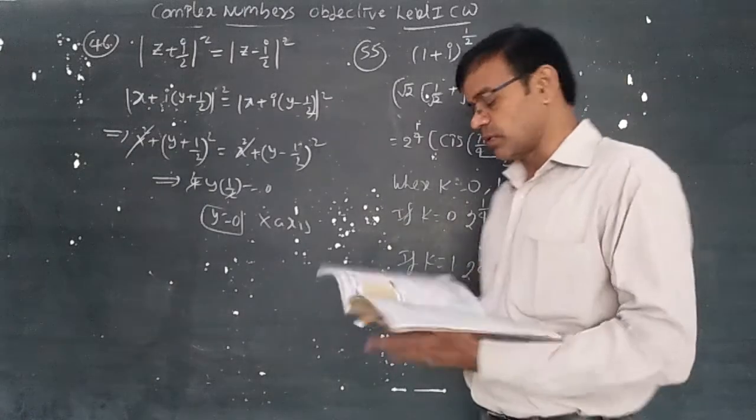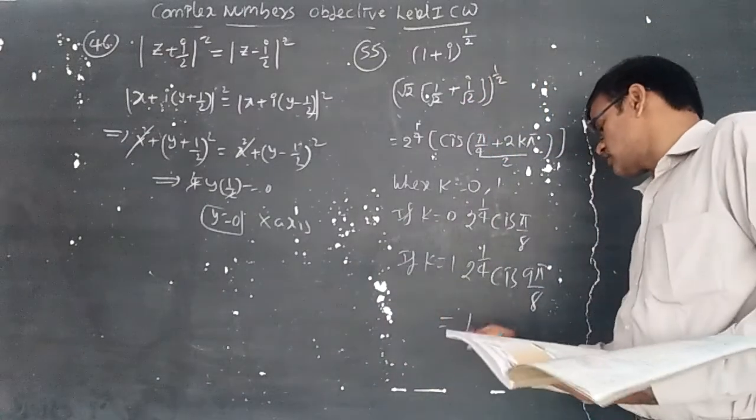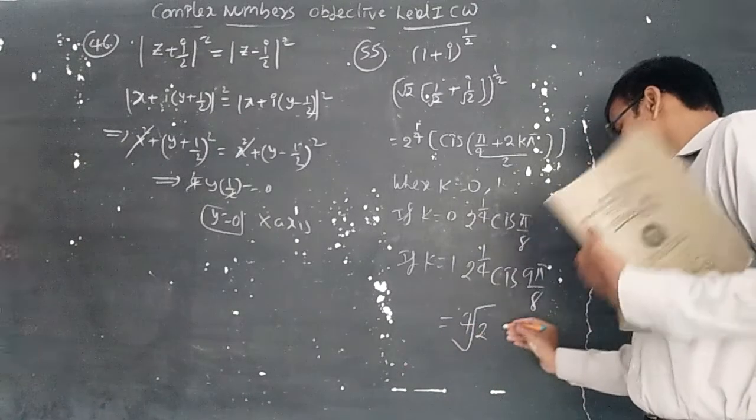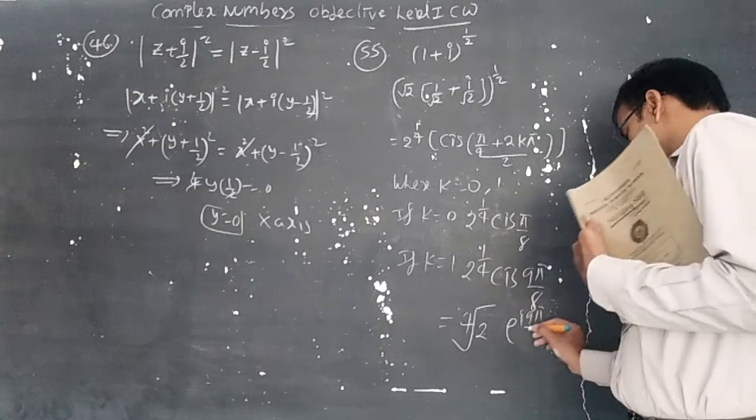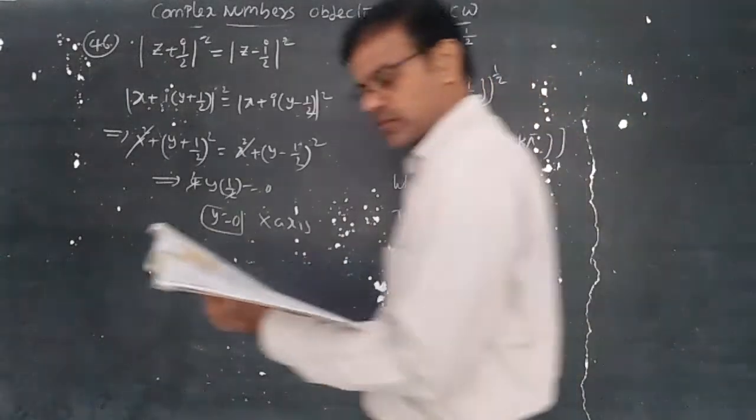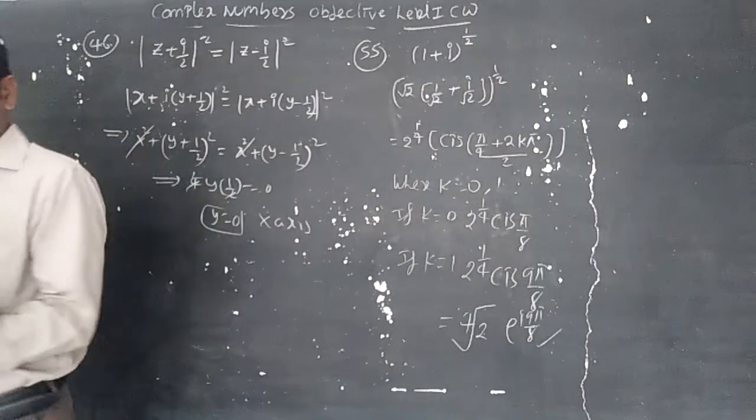That's all. Cis of 9 pi by 8 can be understood as e power i theta. So write here as 4th root 2 into e power i into 9 pi by 8 is the formula. Now 56 question.